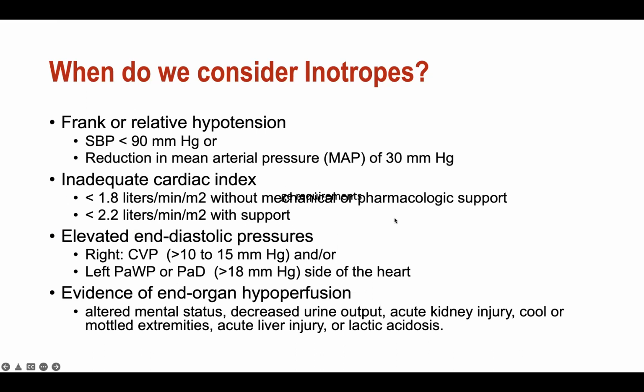So when do we generally consider inotropes? Okay, first and foremost, you should start thinking about an inotrope when your patient has frank or relative hypotension. So relative hypotension means systolic pressure is less than 90, MAP is less than 60 if you're elderly, or 65 if you're not elderly, or you've had a reduction in your MAP of 20% or 30 millimeters of mercury.